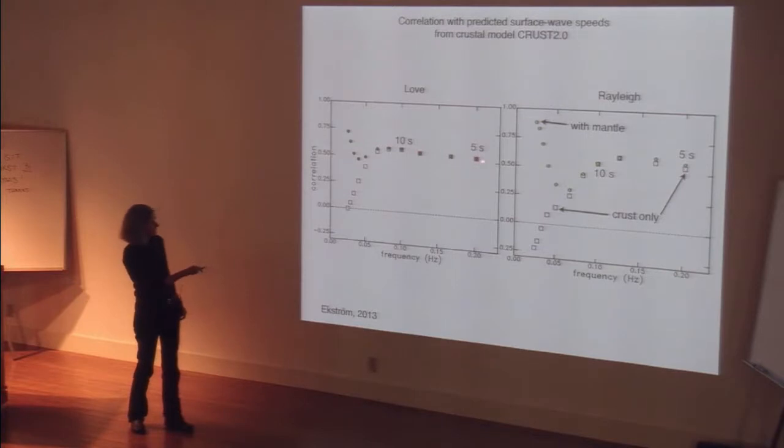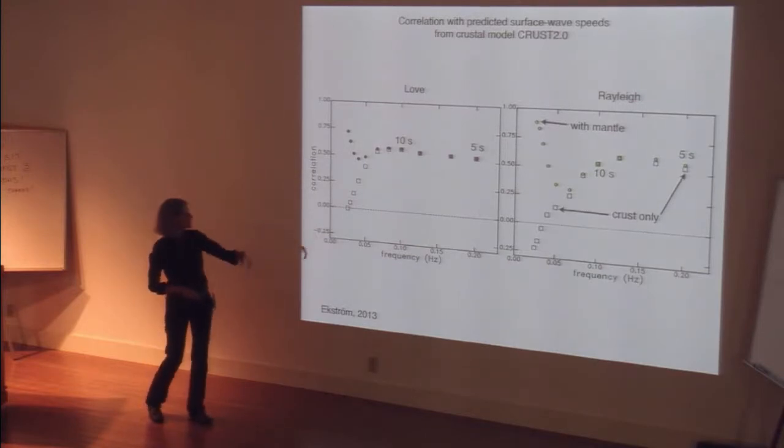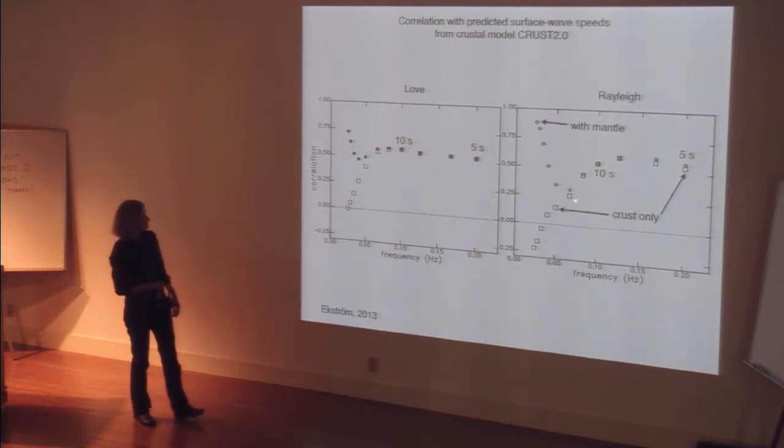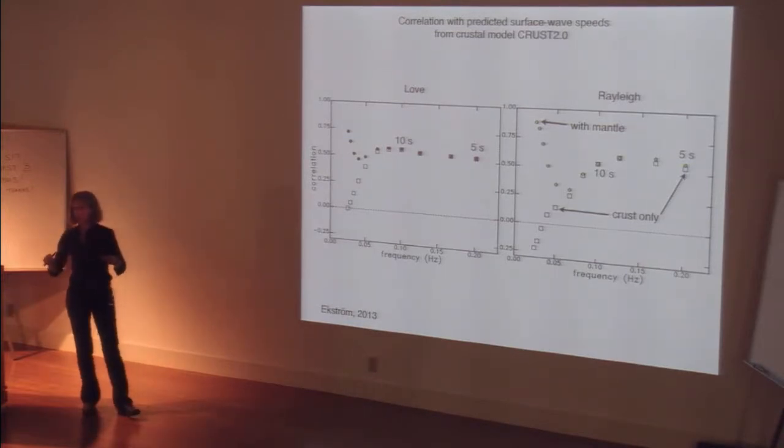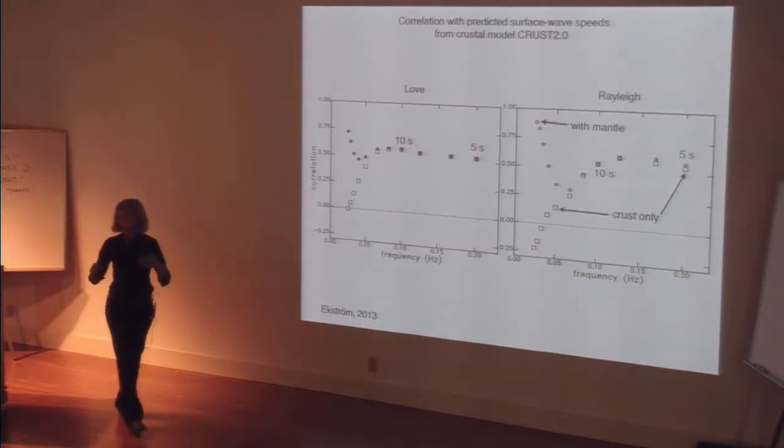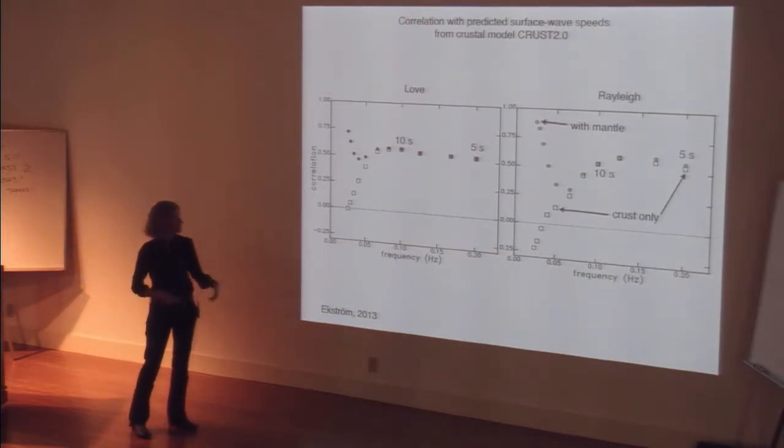So these are 5-second observations like I just showed you in the map. Here's 10 seconds over here and so on. Love waves and Rayleigh waves. And the open symbols are the correlations of the observations against just the Crust 2.0 model over a 1D mantle. So there's no mantle structure in there. It's just the crustal model, basically.